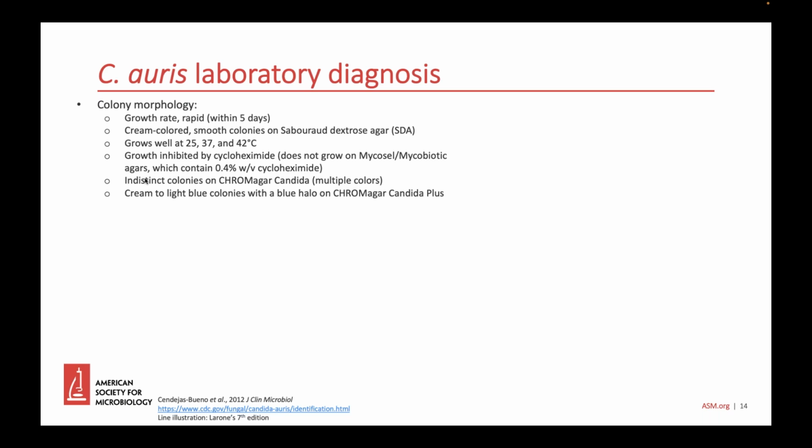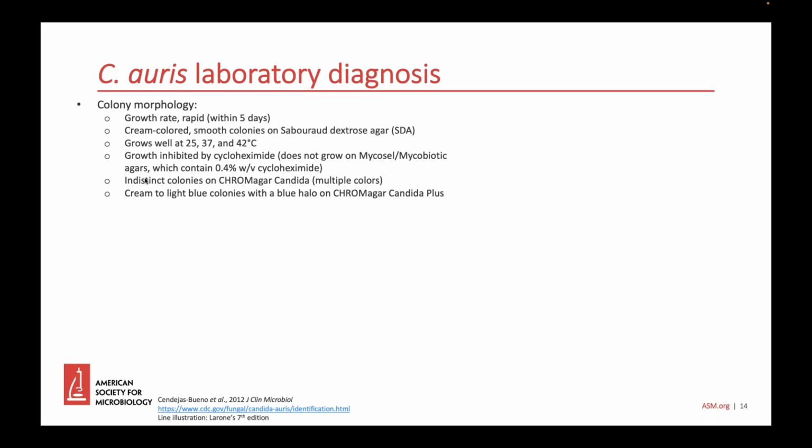It grows at a range of temperatures, notably up to 42 degrees Celsius, which could be an important characteristic from differentiating it from other Candida species. Its growth is inhibited by cycloheximide, so it won't grow on media such as Mycosel or Mycobiotic agar.